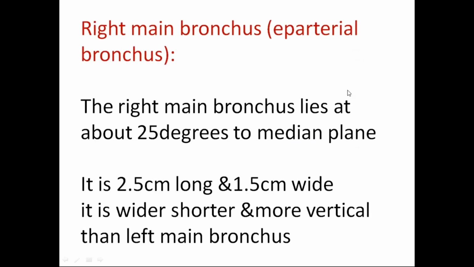Coming to right main bronchus, also called epiarterial bronchus. This right main bronchus lies at about 25 degrees to the median plane. It is 2.5 centimeters long and 1.5 centimeters wide. It is wider, shorter, and more vertical than the left main bronchus.